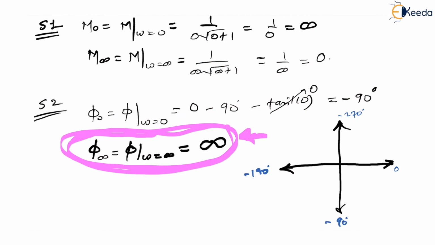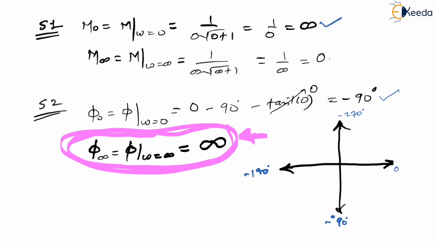Now let me draw the polar plot. What is m0? M0 is infinite. And what is the angle at that time? It is going to be minus 90 degrees, which means at minus 90 degrees it is going to be there. What is the starting direction, ending direction?